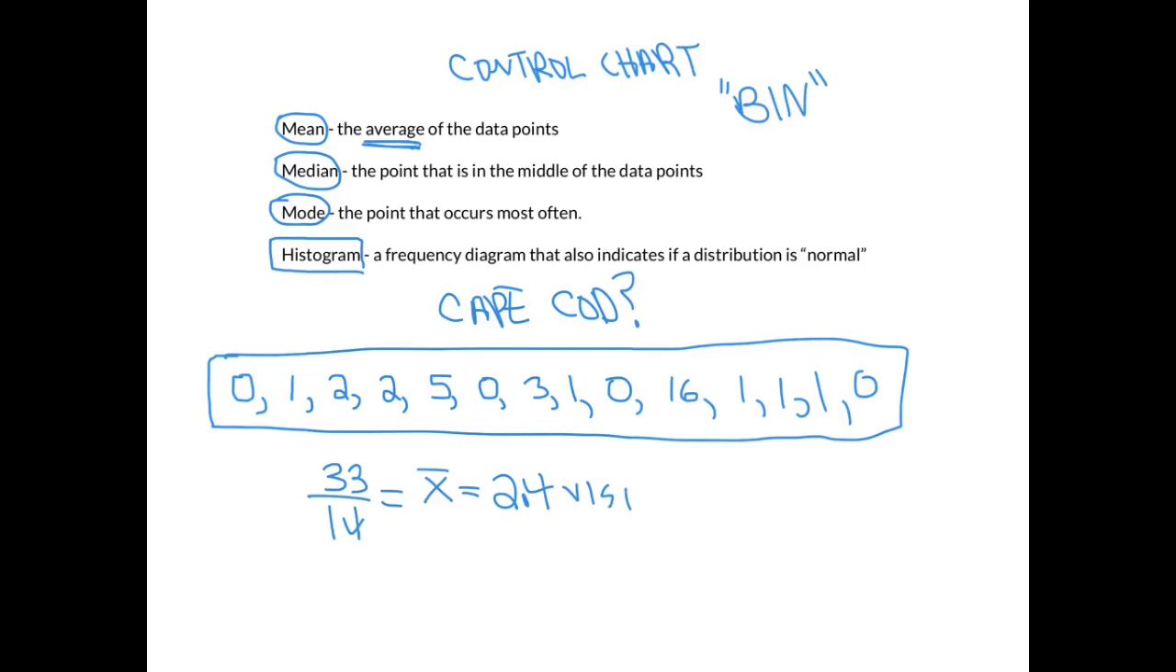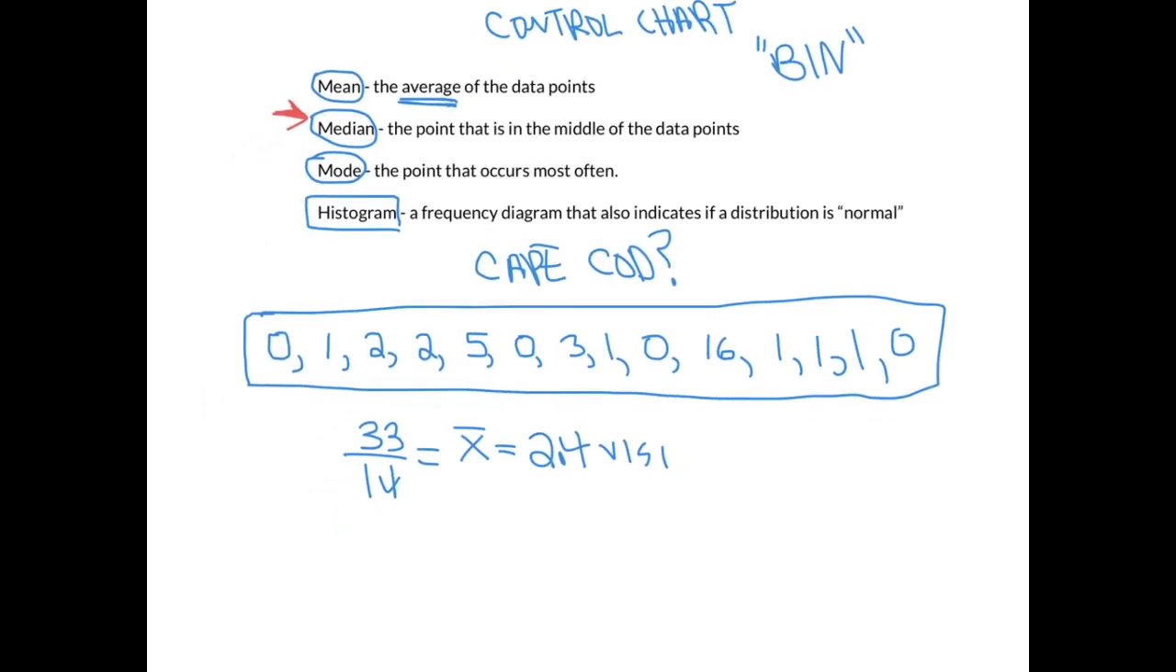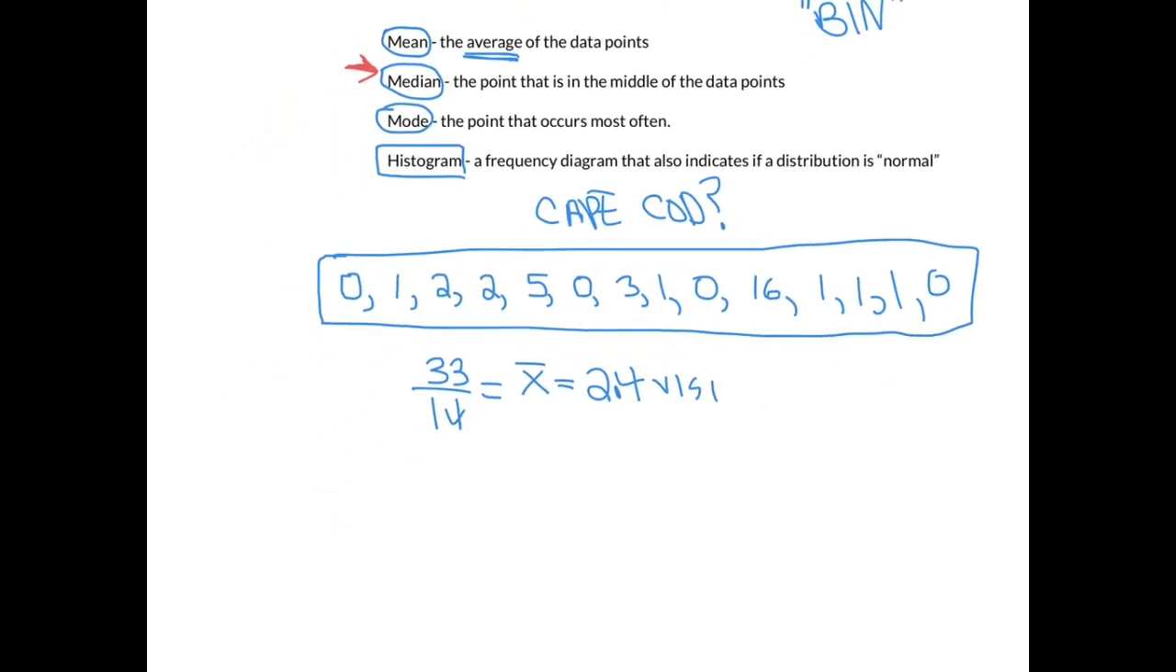So how is that different than the median? So the median is the point that's in the middle of the data. Well, it may be useful to rewrite the data. So we have 4 zeros. We have 5 1s. 1, 2, 3, 4, 5. How many 2s? We have a couple of 2s. Then we have a 3, a 5, and a 16.